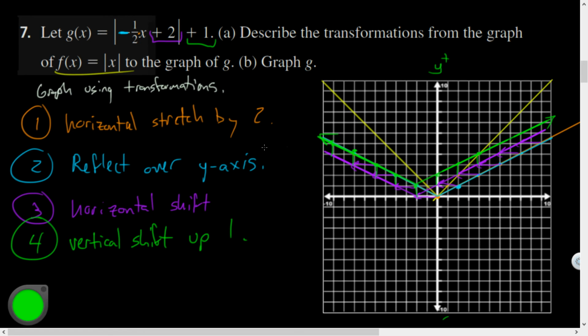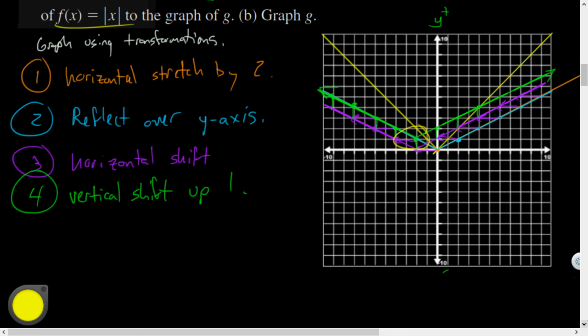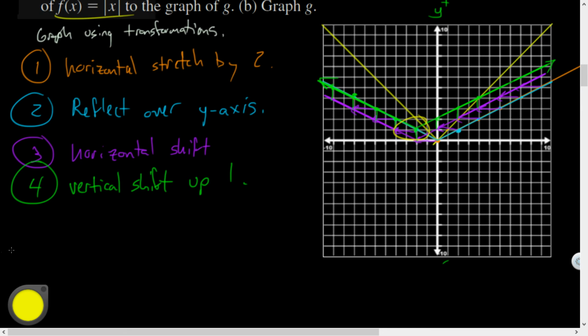Now, I just thought of something interesting. Where is the vertex of my green graph? I'm modifying this question, making it more interesting. Where is the vertex? Let's write the vertex form of the graph.